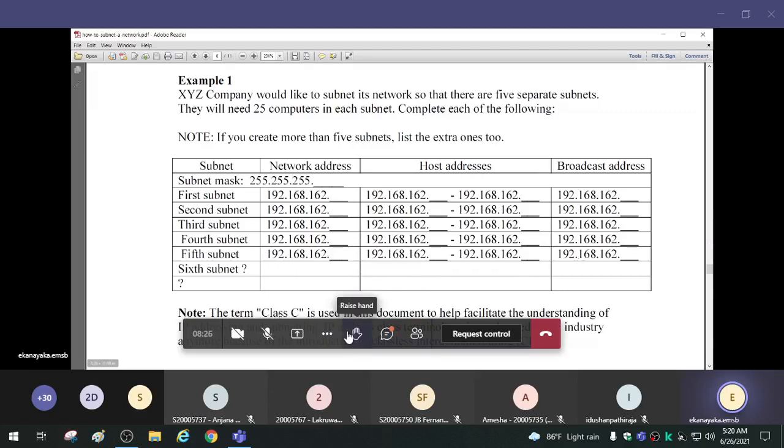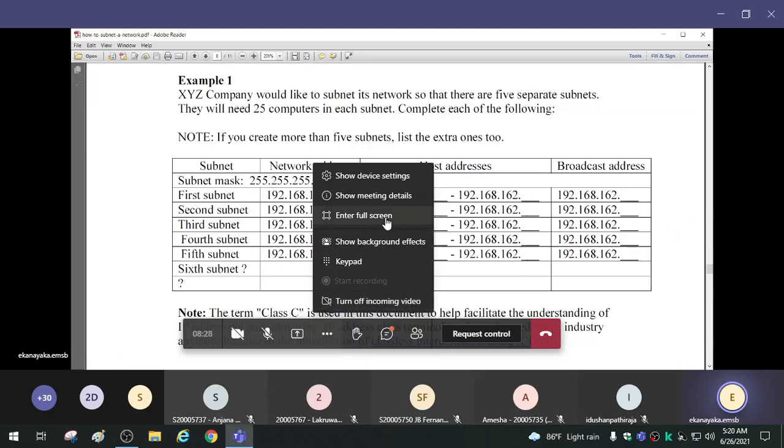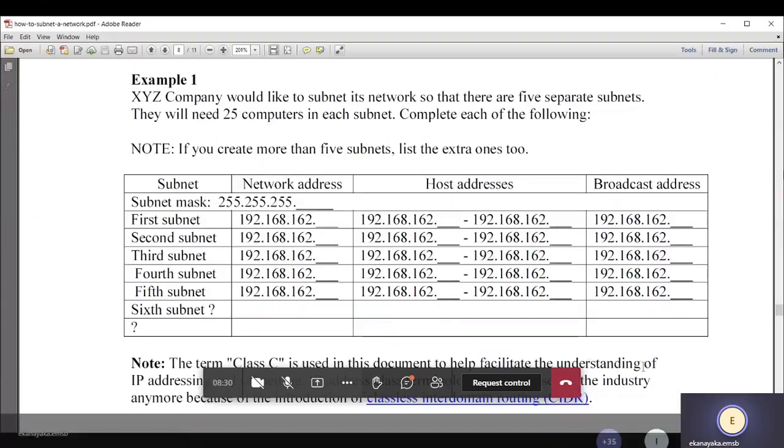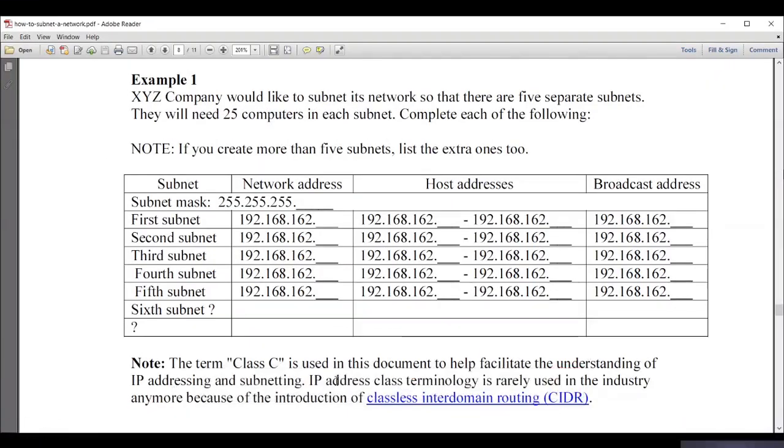Note the term class C is used in this document to help facilitate the understanding of IP addressing and subnetting. IP address class terminology is rarely used in the industry anymore because of the introduction of classless interdomain routing, or CIDR.